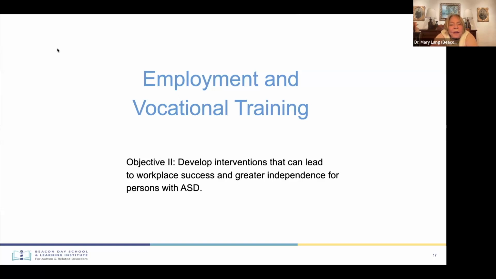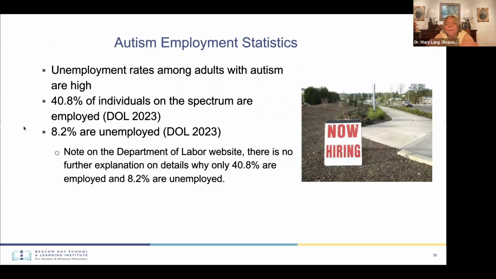Develop interventions that can lead to workplace success and greater independence. Okay. This I found rather astonishing, and I wanted to mention employment statistics for individuals that do have autism or related disorder. Unemployment rates among individuals with autism are high. 40.8% of individuals on the spectrum are employed, which is a good number, but is it good enough? The Department of Labor came out with this figure in 2023.